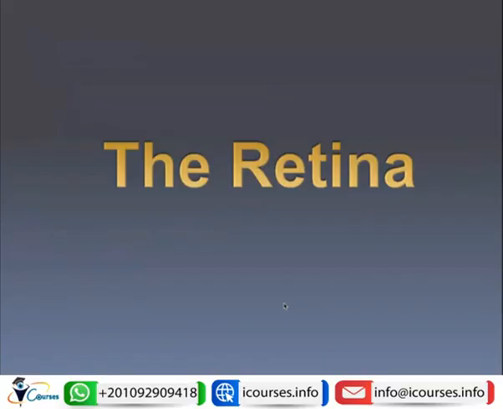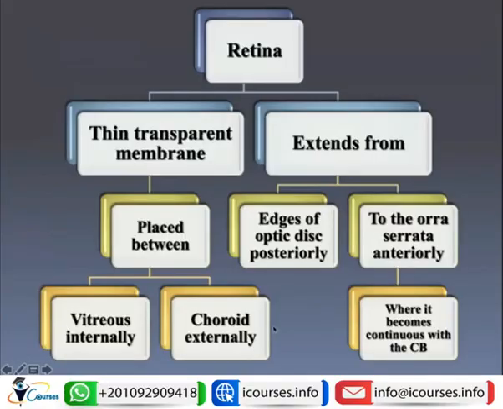Okay, so let's now start with the retina. What is the retina? The retina is a thin transparent membrane that is present between the vitreous and the choroid. So it is placed between the vitreous internally and the choroid externally, extending from the edge of the optic disc to the ora serrata, where it becomes fused with the ciliary body.